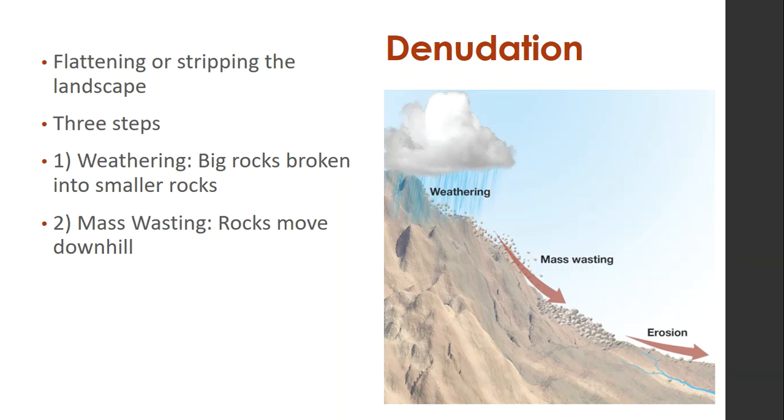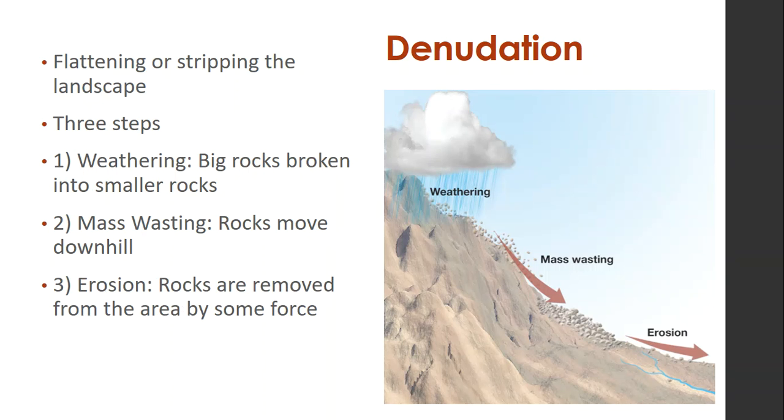Mass wasting, we'll talk about different types of mass wasting, and that's when rocks move downhill, sometimes slowly, sometimes very rapidly. And the third part is erosion, and that's when rocks are removed from the area by some force. Very often that force is water.